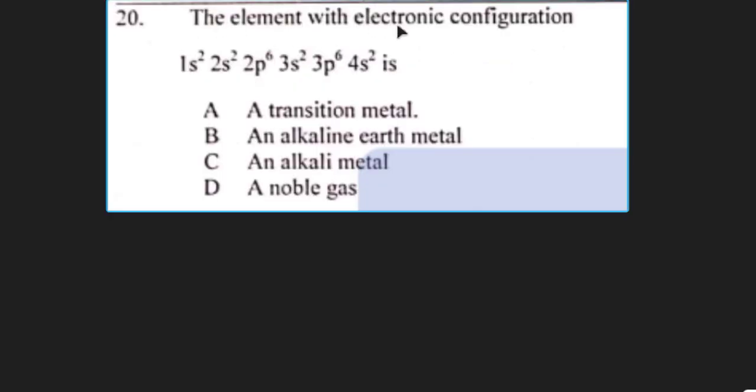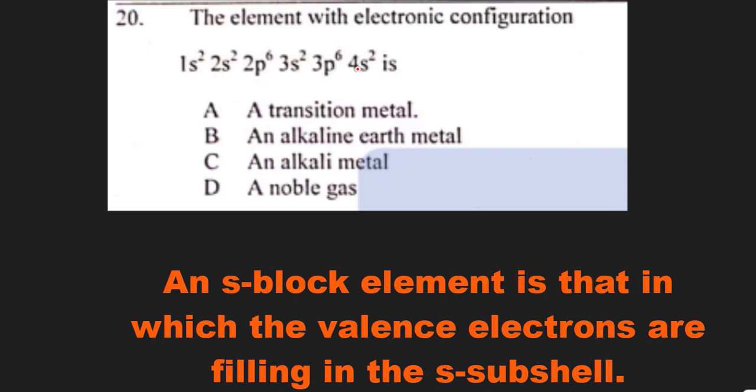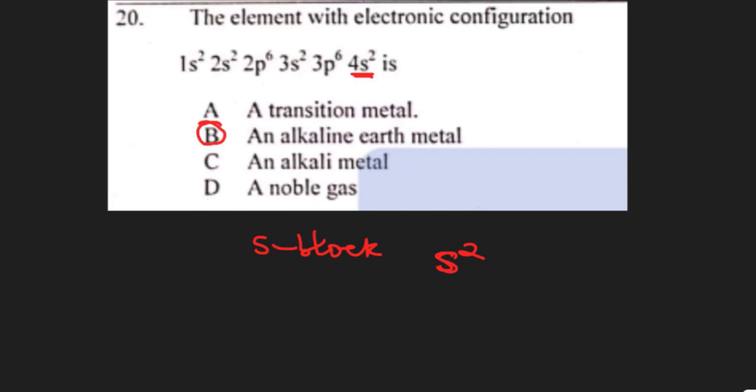Question 20. The element with the electronic configuration that we can see, as it ends with an S, we know that this is already an S block element. An S block element, and it has 2 electrons on the S subshell. So the S block element is an alkaline earth metal, which is group 2, and the answer is B.